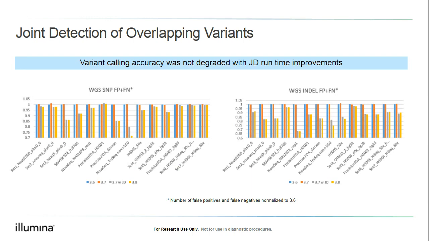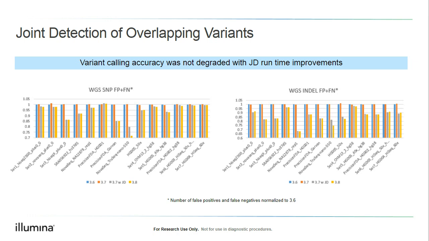The slide is a little bit busy, but what we are showing on the left is SNP accuracy, on the right is indel accuracy. The accuracy comparison here is essentially the number of errors, which is FP plus FN. And the benchmark is against the version 3.6 caller, which is in blue over here. And if you look at the yellow line, which is the latest 3.8 with joint detection enabled, you can see a big difference across the board in the accuracy for SNPs and indels.